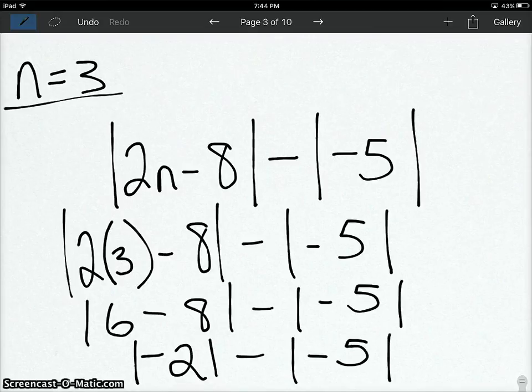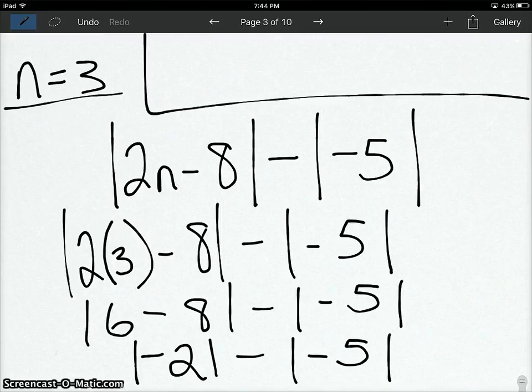So if I'm going to rewrite this, and I'm going to move up to the top of the page so that you can see it, the absolute value of -2 is +2, because the absolute value of anything is its positive counterpart. I didn't do anything with the subtraction sign in the middle, but now I have the absolute value of -5, which is 5.